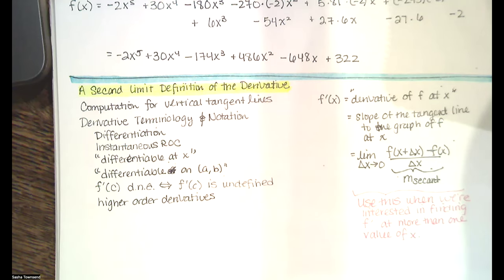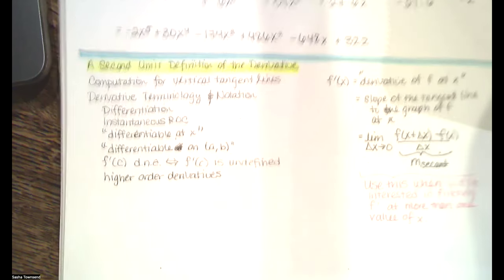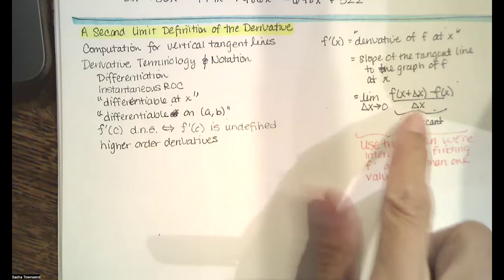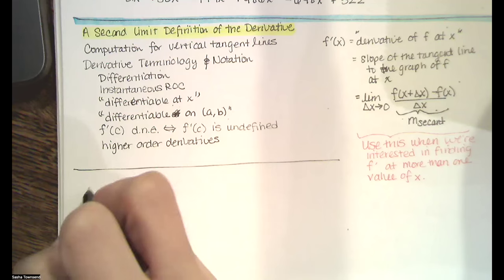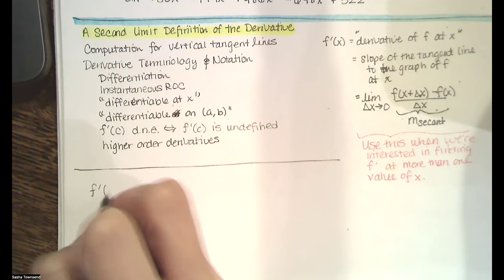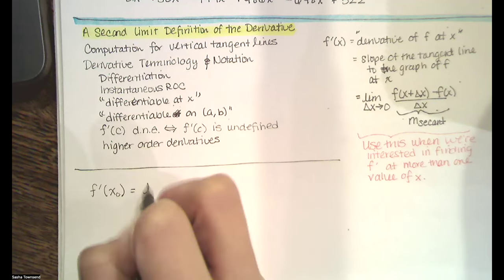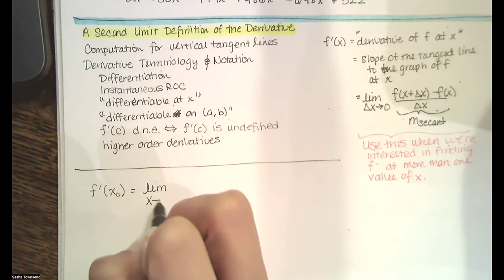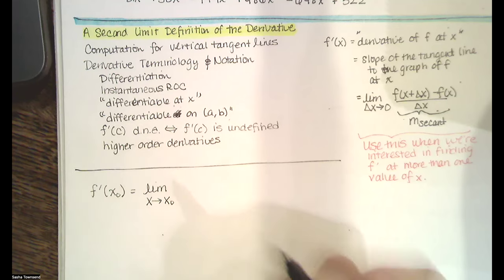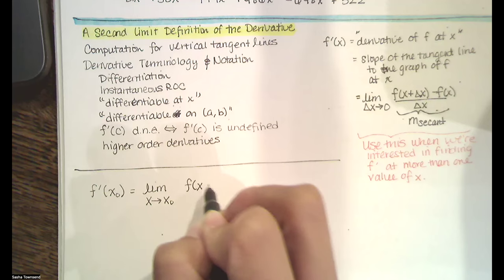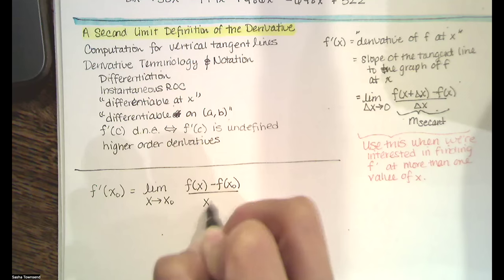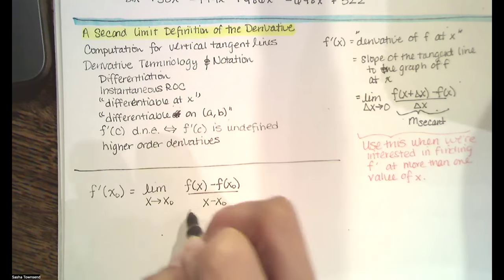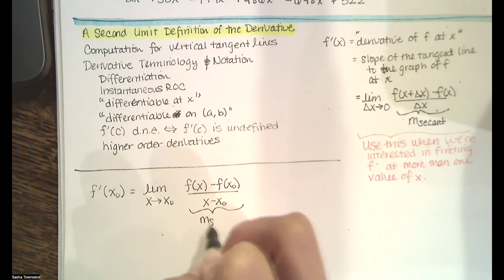Now, if we're just interested in the derivative at one particular x value, we can compute the slope of the secant line in a slightly different way. So the derivative of f at x naught can also be written this way. Take the limit as x approaches x naught, where x naught is a finite number, of f of x minus f of x naught divided by x minus x naught. Now this is still the slope of the secant line. That hasn't changed at all.